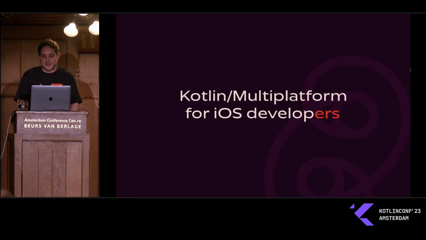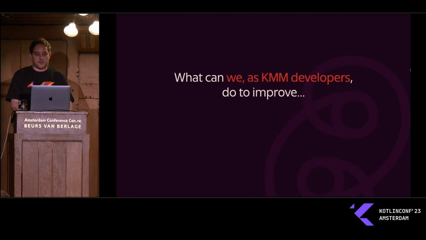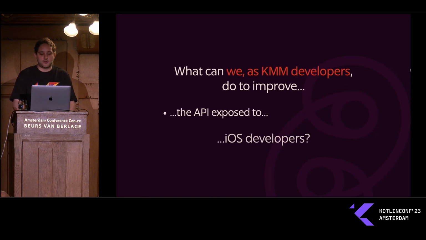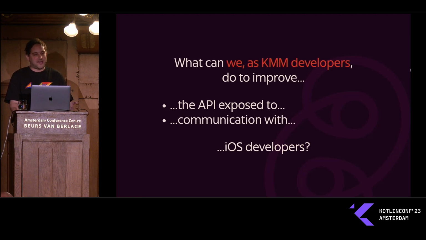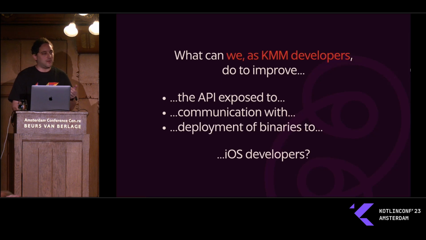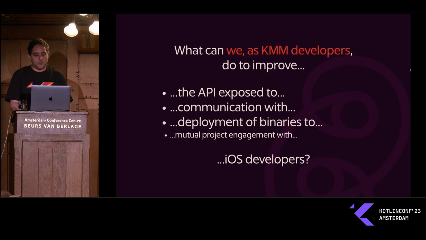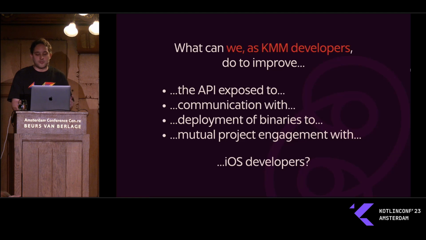And what do I mean by that? I mean that I'm going to try to answer the following questions. What can we, as Kotlin Multiplatform Mobile developers, do to improve the API exposed to iOS developers? What can we do to improve communication with iOS developers? What can we do to improve deployment of binaries to iOS developers? And finally, what can we do to improve mutual project engagement with iOS developers?